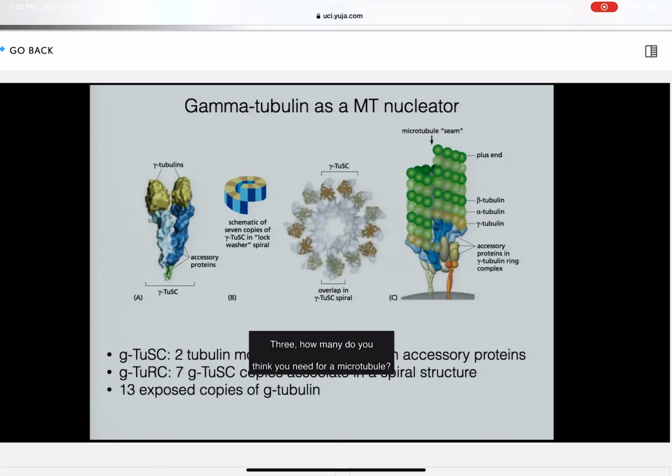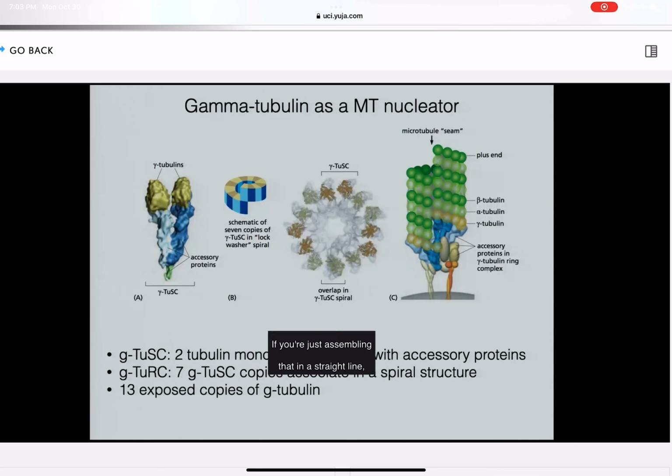Okay, super large energy barrier. How many subunits for actin do you need to make a stable nucleator, a stable seed? 3. How many do you think you need for a microtubule? How many subunits do you think you need to make a stable nucleator for a microtubule? Probably around 14, which is what this has, right?